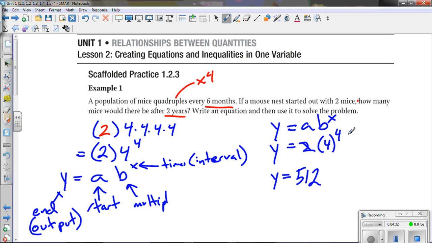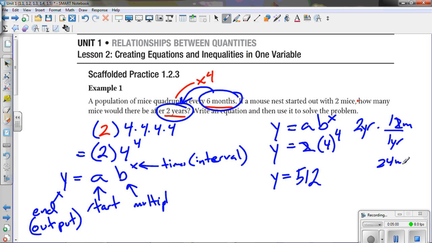Well, think about it. A lot of people are like, what do I use the 6 for? What do I use the 2 for? You're not looking at the numbers. The numbers are different labels, so you have to think about how they relate. How many times does 6 months occur in 2 years? Well, we should be able to take 2 years, and we should know that there are 12 months in a year. So if you take 12 months per year times 2 years, use unit conversion, and we saw a video on that, we should get 24 months.